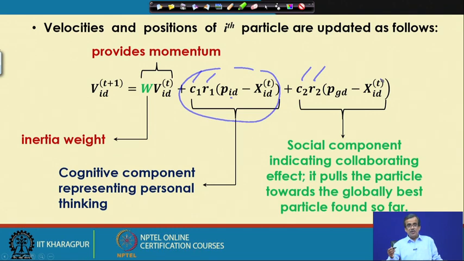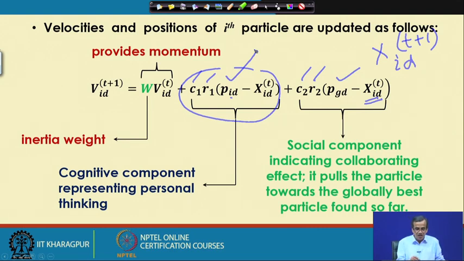Now, what I am trying to find out is x_id(t+1). My aim is to determine x_id corresponding to t plus 1. Supposing that this is known, and P_gd(t) and P_id(t) I have already determined, and the values of W, C1, C2 and R1, R2 are generated, then I can find out V_id(t+1).